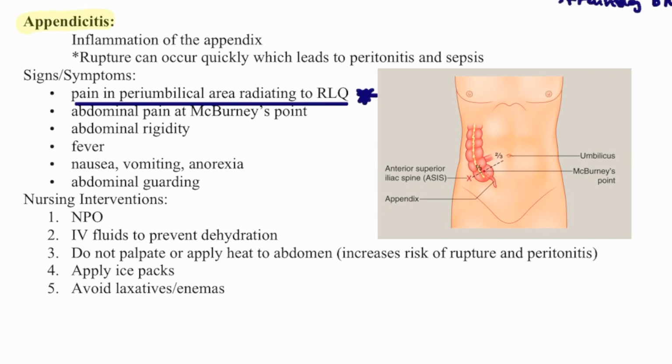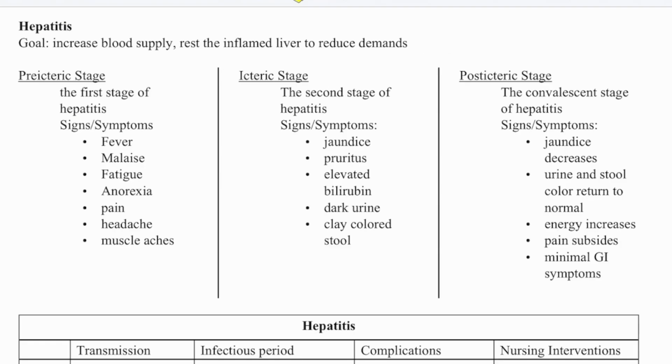Abdominal pain at McBurney's point, so this is another key thing to know. Abdominal rigidity, fever, nausea, vomiting, anorexia, abdominal guarding. Our interventions are going to be NPO, IV fluids to prevent dehydration. Do not palpate or apply heat to the abdomen. This increases the risk of rupture and peritonitis. Apply ice packs. And let's talk about hepatitis.